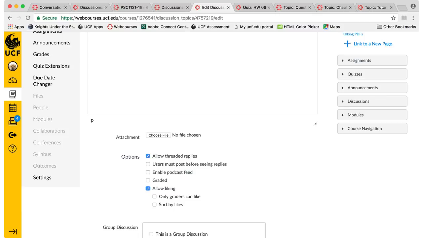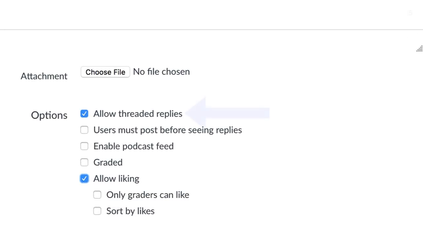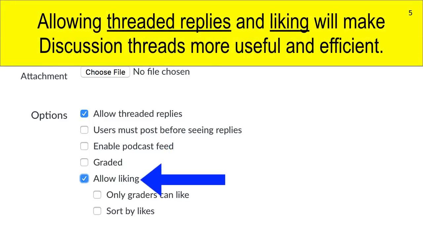When you type in whatever your discussion question is, and then are you watching? Yo, in the back. Good. You see it? Okay, make sure you look. Get your head out of your phone. Take a look. This is what we want. We want allowed threaded replies, and we want to allow liking. And if we do that, then these discussion threads will become extremely efficient.